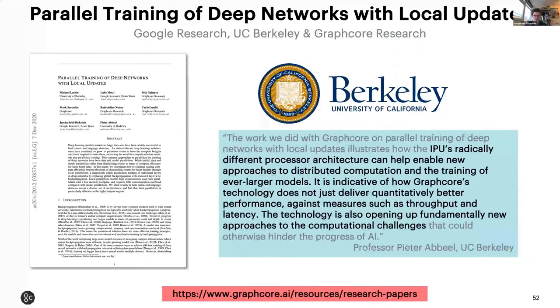So first of all, we've got a story here from our research team, along with the University of California at Berkeley. They were looking at parallel training of networks with local updates. So rather than one big global backward pass, doing different updates at different layers. And they saw some really nice performance improvements there. Really, it boiled down to a very different type of architecture, allowing them to do that efficiently, in a way that they wouldn't necessarily have been able to investigate so well on existing hardware.